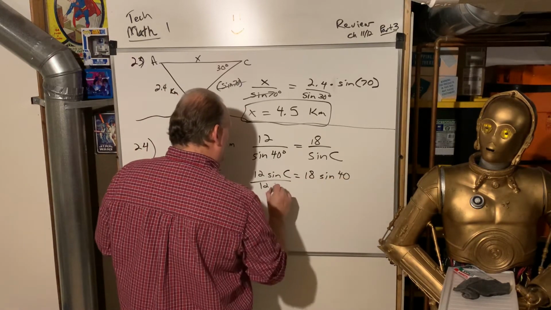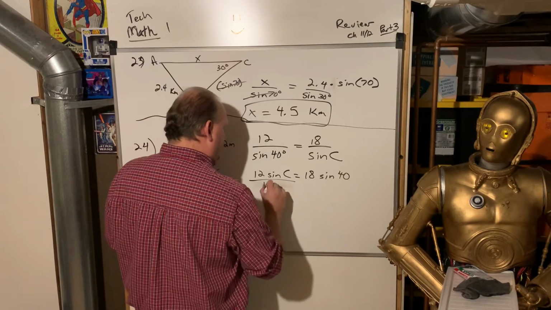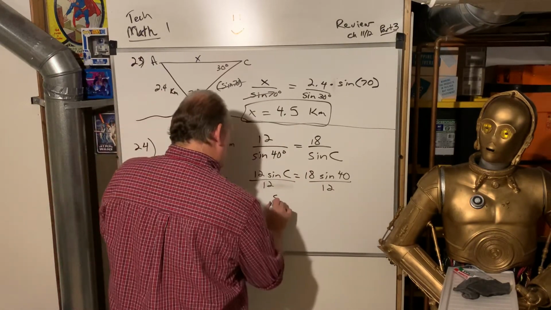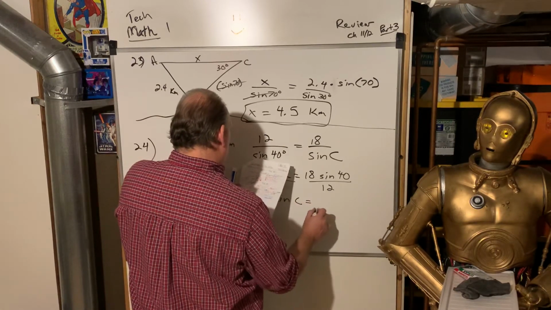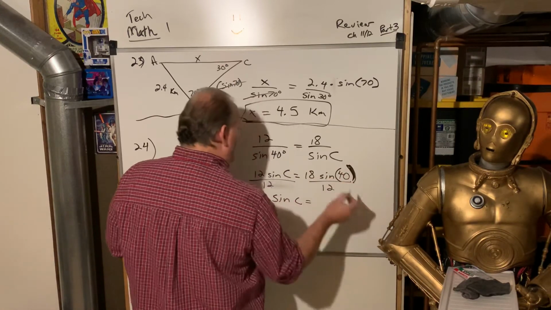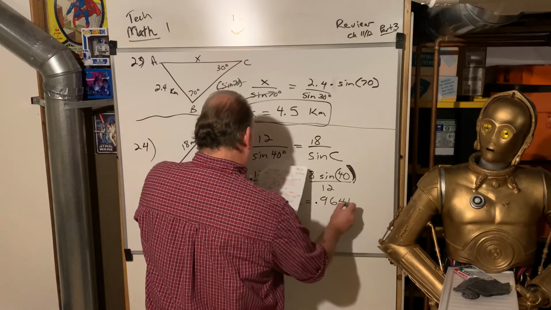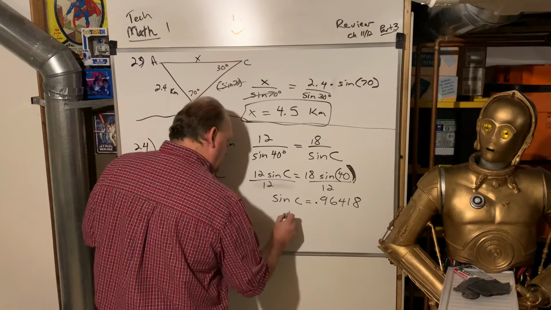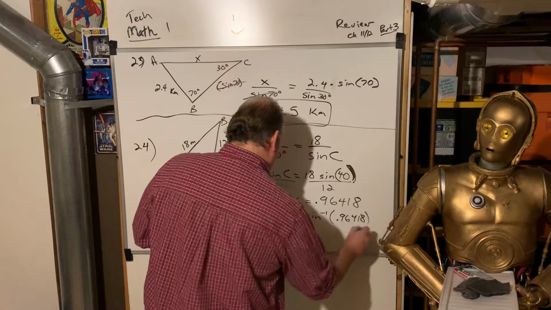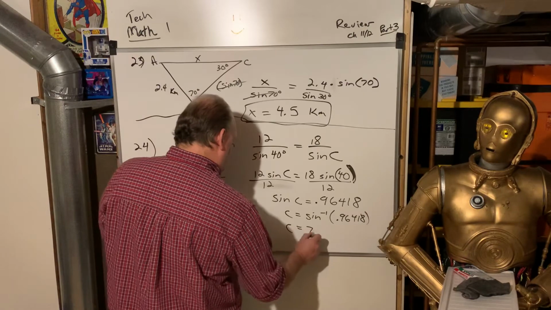And we divide by 12. Sorry, just divide by 12. And that'll give us a decimal. So the sine of C is equal to, remember to put the end parenthesis, 18 sine 40, end parenthesis, divided by 12, hit enter. You should get 0.96418. And now we do the arc sine of that. And that will give us 74 point something, and we'll call it 75 degrees.